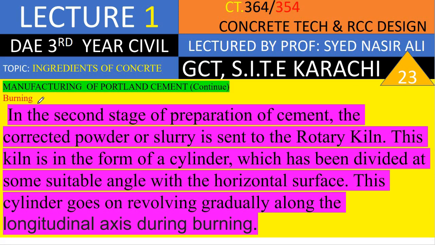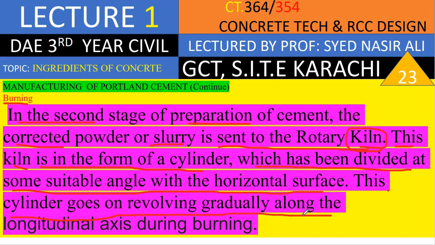This is the second stage of manufacturing of Portland cement, burning. In the second stage of the preparation of the cement, the corrected powder or slurry is sent to the rotary kiln. The kiln is what we use for burning the material. This kiln is in the form of a cylinder which is inclined at a suitable angle with the horizontal surface. This cylinder revolves gradually along the longitudinal axis during the burning.